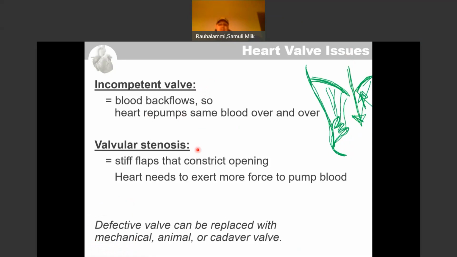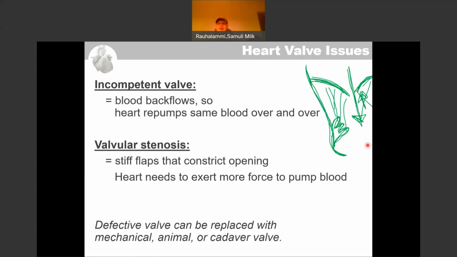Valvular stenosis instead refers to when these valves don't open properly, so they're a little too stiff. So the heart has to work extra hard to squeeze the blood through them in the right direction. So that's less than ideal as well.